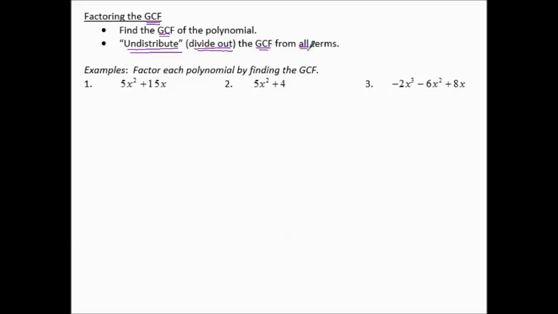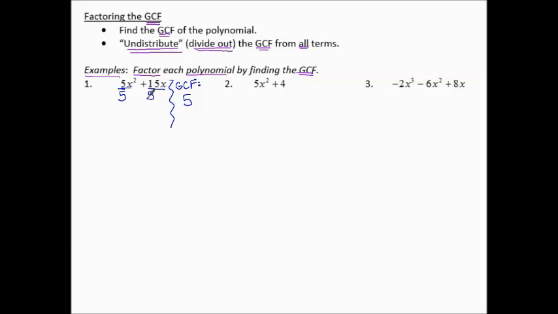So let's look at some examples. In these examples, we want to factor out each polynomial by finding the GCF, or the greatest common factor. I want to look at this and find the GCF of these two terms. So I look at 5 and I look at 15 and I ask myself, what can I divide both 5 and 15 by? And my answer there is 5. I can divide 5 by 5 and I can divide 15 by 5.